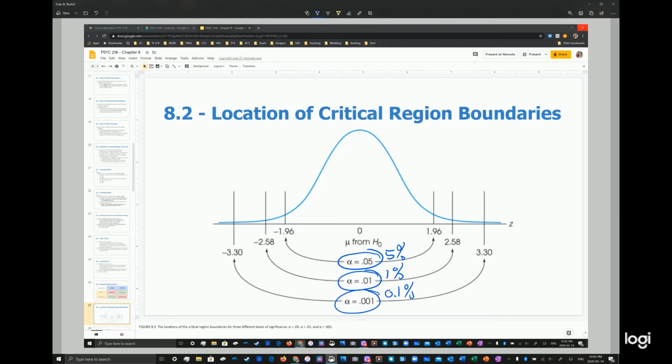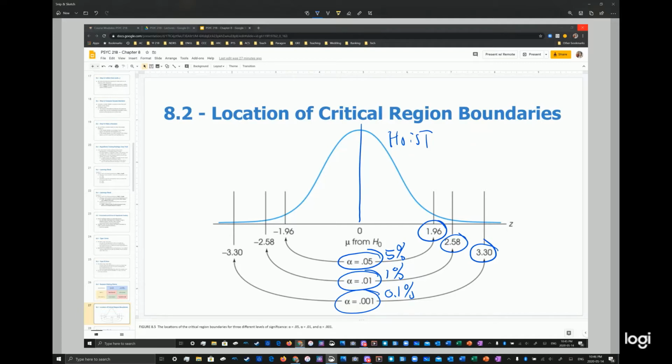In terms of standard deviations away from the mean, this would be a null distribution in this case. Definitely a sampling distribution, transformed into z-scores. Then 5% would be almost 2 standard deviations away. 1% would be a little bit more than 2.5 standard deviations away. And 0.1% would be almost 3 1/3 standard deviations away.